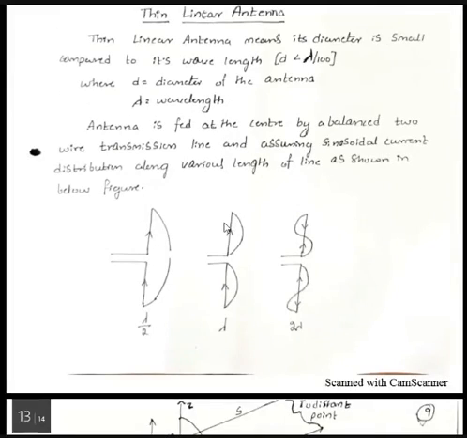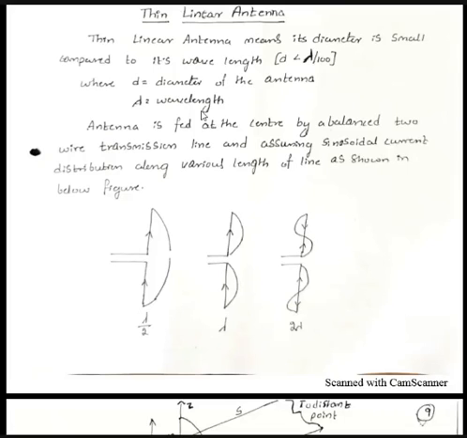This thin linear antenna is one whose diameter is very small compared to the wavelength. That is, d is much less than lambda divided by 100, where d is the diameter of the antenna and lambda is the wavelength. The antenna is fed at the center, by a balanced two-wire transmission line.